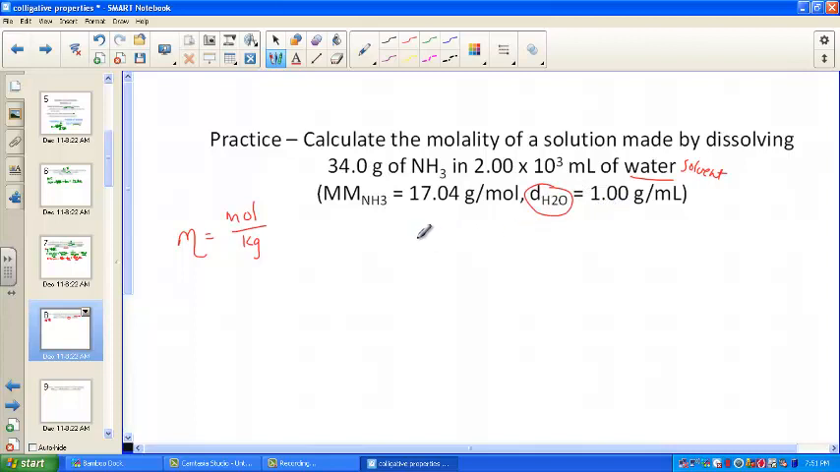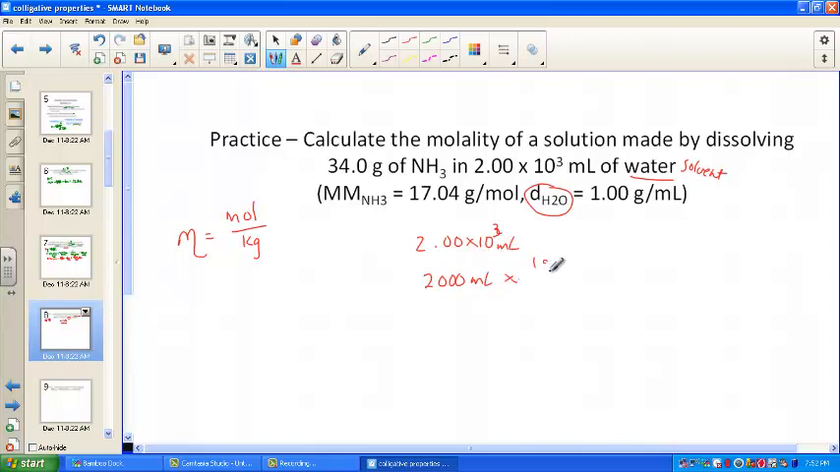It's just an easy number of 1. So when I see 2.00 times 10 to the third mils, why don't I just fix that? It's 2,000 milliliters. Get rid of the times 10 to the third and rewrite it normally. 2,000 is 2 times 10 to the third.